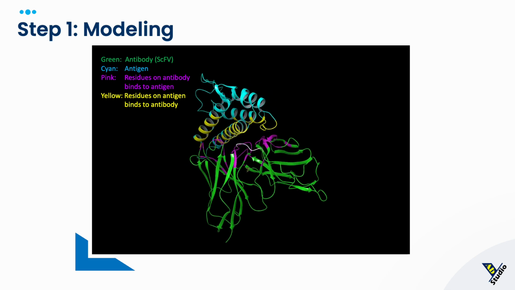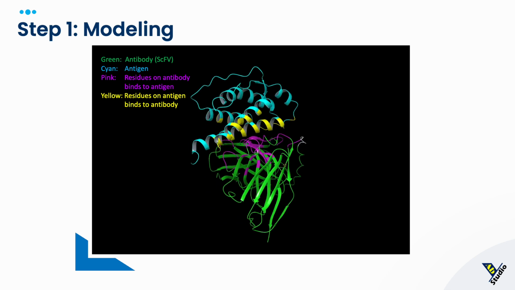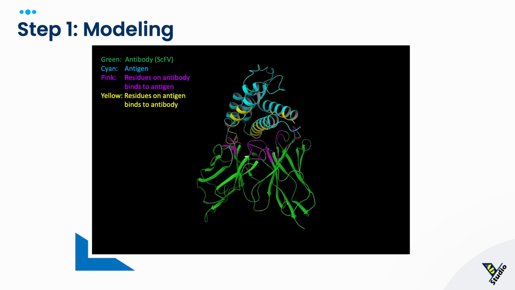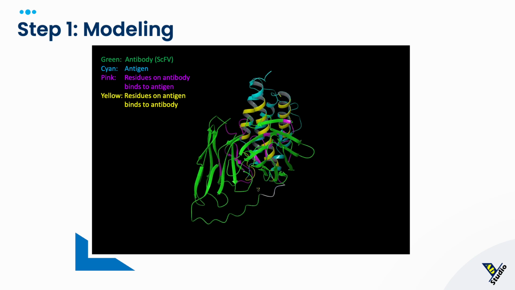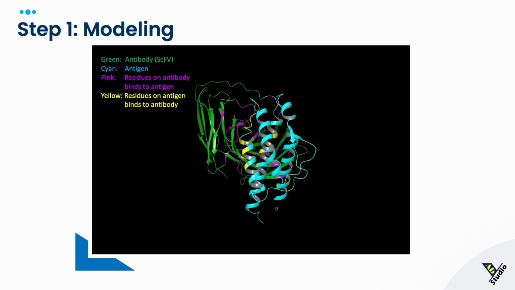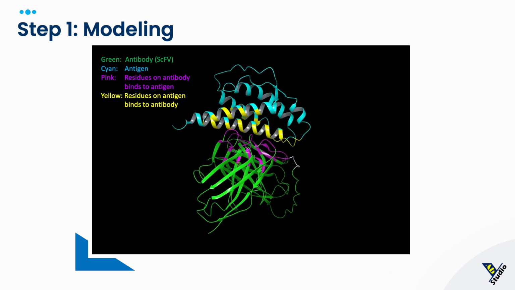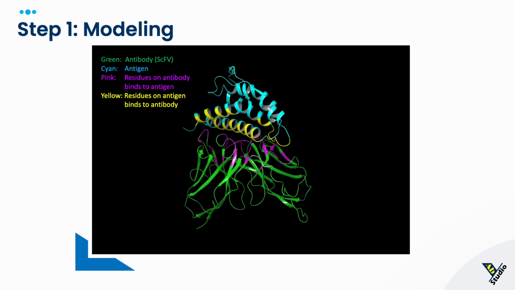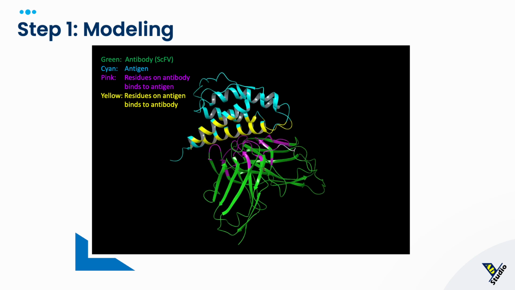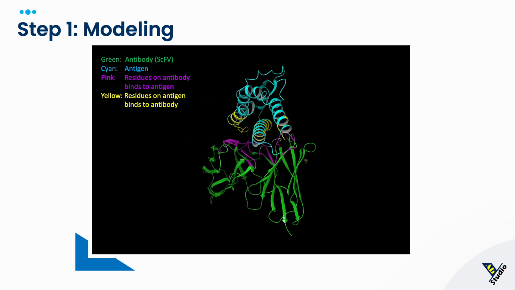So, for example, this is a model structure of an antibody-antigen complex. The green part is the FV of a query antibody, the cyan part is the antigen. Pink residues are the antibody residues that interact with the antigen, and the yellow residues are antigen residues that interact with the antibody. So by analyzing this antibody-antigen interface, we can better humanize the antibody without loss of affinity.